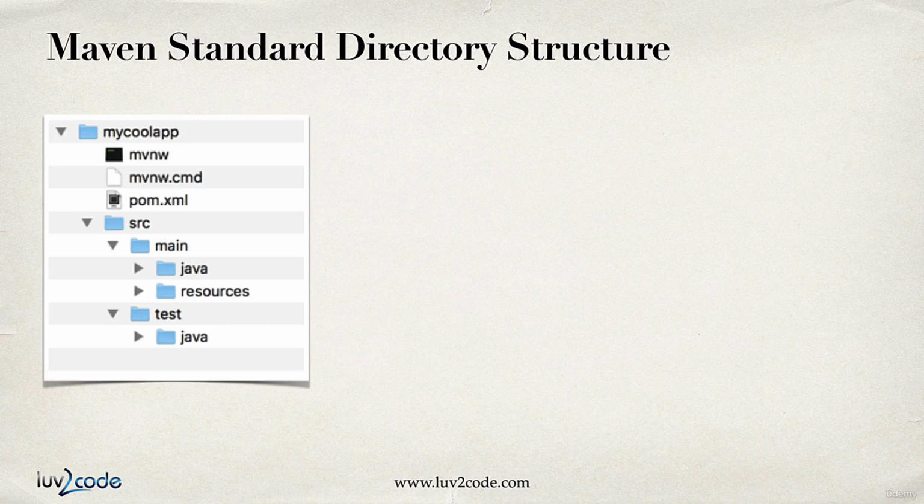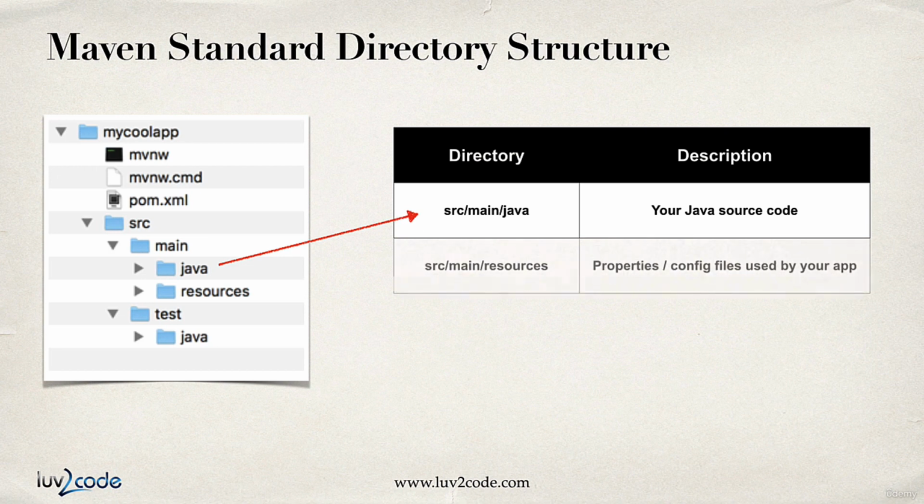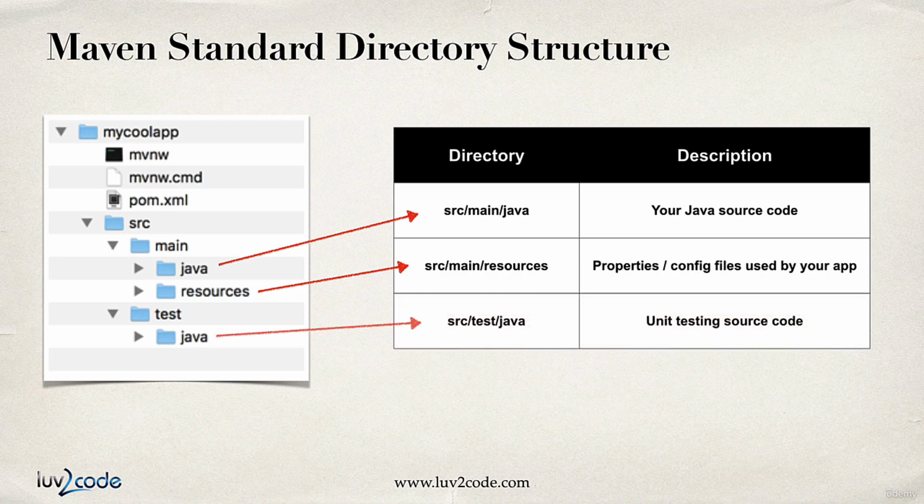So first off is that Spring Boot makes use of the standard Maven directory structure. So for the source main Java, that's where you actually place your Java source code. For source main resources, this is where you'll have your properties files or config files that are used by your application. And then under source test Java, that's where you can place your unit testing code. So Spring Boot makes use of the Maven standard directory structure.